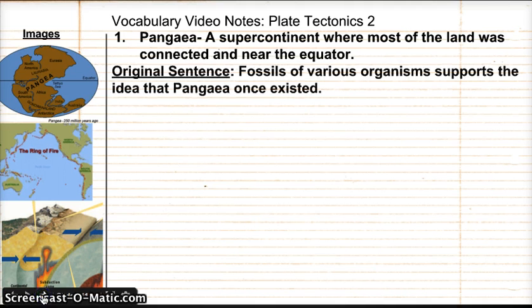Here's the original sentence. This one, like always, I always give you the first one. Write: fossils of various organisms supports the idea that Pangaea once existed. Pangaea was not the only time all the Earth was connected, but it's the most recent time. And it happened around the time of the dinosaurs, which is about 65 million years ago. Go ahead and draw this image now, and then we'll move on to 2.